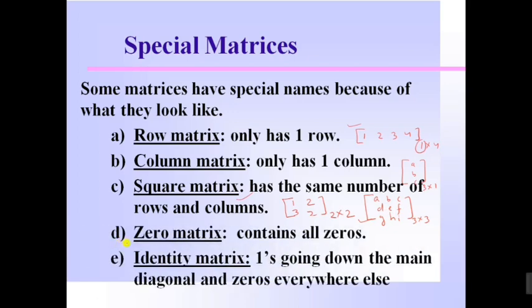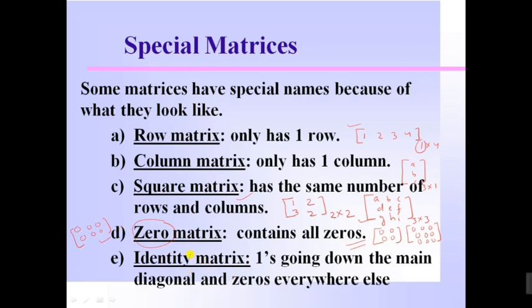Next point, null matrix or zero matrix contains all zeros. So whatever the elements we have, all will be 0. For example, if I write 0, 0, 0, 0, this is a null matrix. Similarly, all entries should be 0, 0, 0, 0, 0, 0, 0, 0, 0, all are null matrices. So remember, it's not necessary that it should be a square matrix always. Non-square matrices also can be null matrices. For example, if I write 0 0 0 0 0 0 and I give a bracket here, this will also be a null matrix or zero matrix.